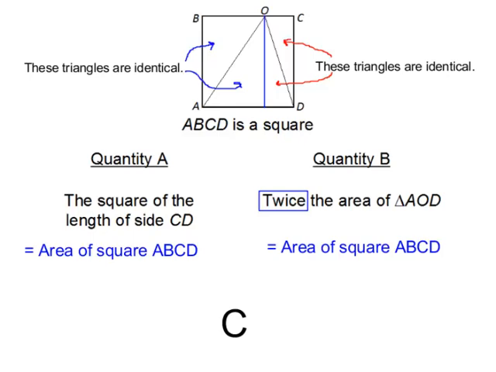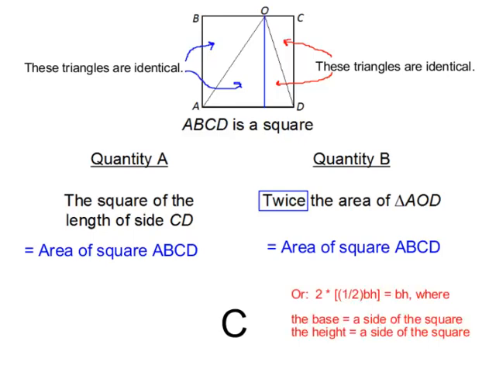If that's a little too visual and too reliant on the picture for you, you can fall back on formulas. So twice the area of a triangle is 2 times 1/2 base times height. And the 2 and the 1/2 will cancel, leaving base times height. Notice here the base of the triangle is a side of the square, as is the height of the triangle. So side times side again, area of the square.